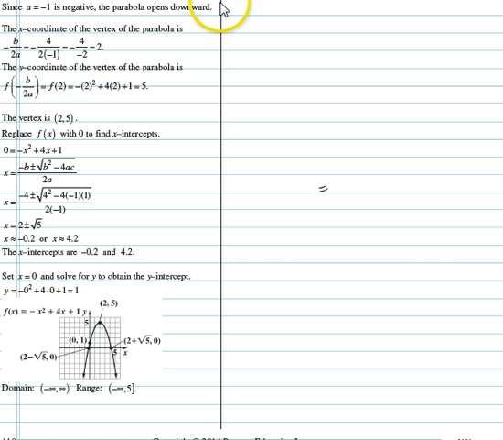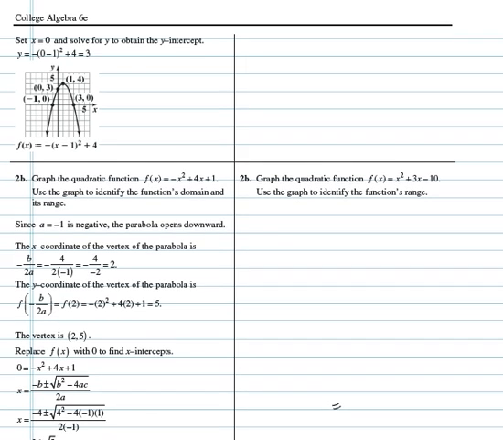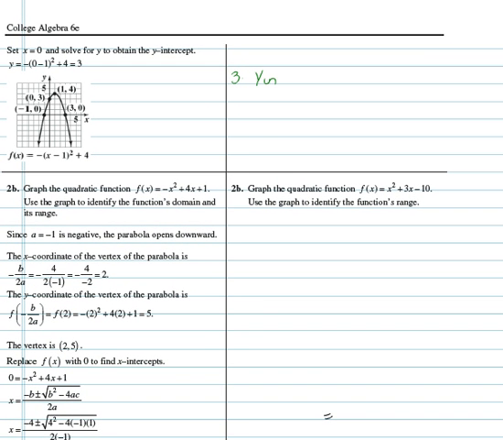The next step is to find the y-intercept. So step 4 is to find the y-intercept. I plug in x as 0. So I have (0 - 4)² - 1, which is 15.